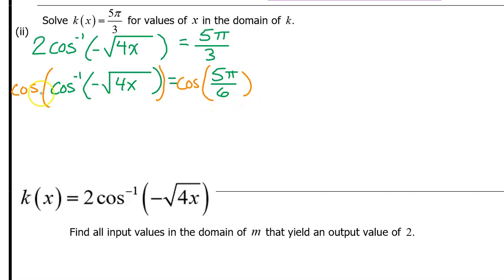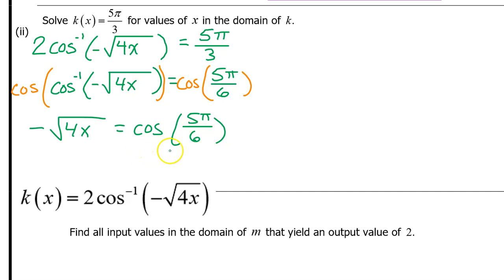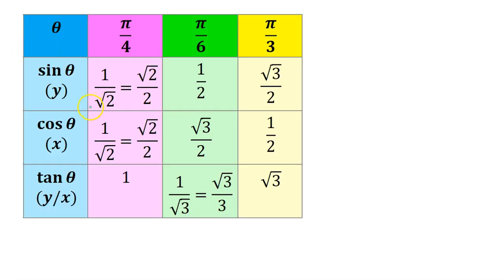So on the left, cosine and arc cosine cancel each other out. They are inverse functions, leaving behind negative square root of 4x. On the right side, we have the cosine of 5 pi over 6. Maybe I'll just show the extra step. But you should be able to tell me the cosine of 5 pi over 6 immediately. If you have not yet memorized the 9 trig values on this chart, you need to pause the video and memorize the chart right now.